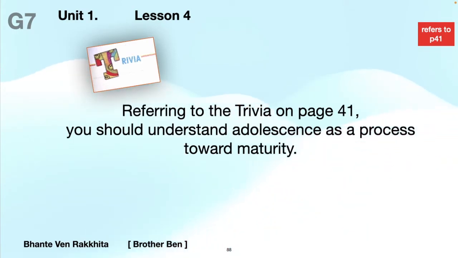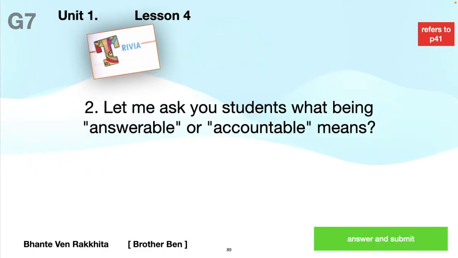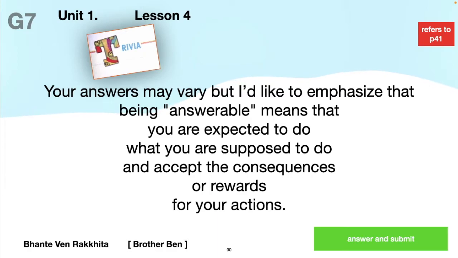So then, referring to the trivia on page 41, you should understand adolescence as a process towards maturity. Let me ask you, students, what being answerable or accountable means. Please answer and submit. Your answers may vary, but I'd like to emphasize that being answerable means that you are expected to do what you are supposed to do and accept the consequences or rewards for your actions. You find your own words. I just want to give you some guidelines.